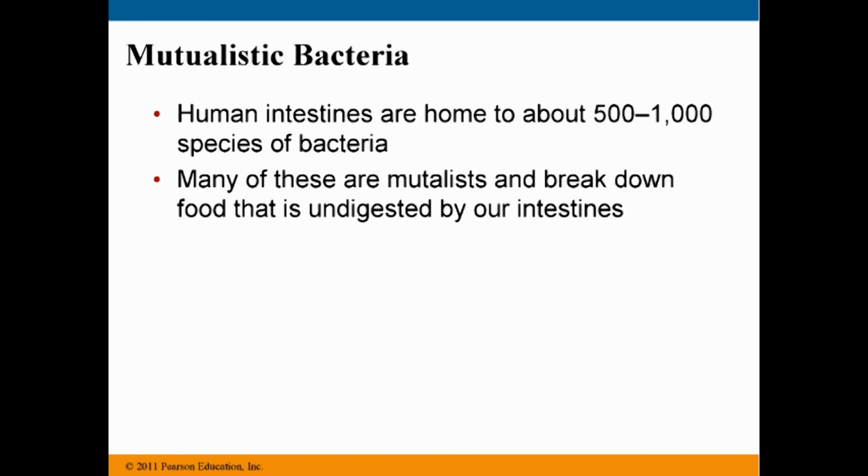Our mutualistic bacteria, okay, to look at that particular case, the human intestines have tons of bacteria. So about 500 to 1,000 species of bacteria, multiply that by however many. So that's our local flora that lives within our digestive tract, and it's normal. Okay, so a lot of the food that we can't deal with, that bacteria is going to deal with for us. So it's a good thing.